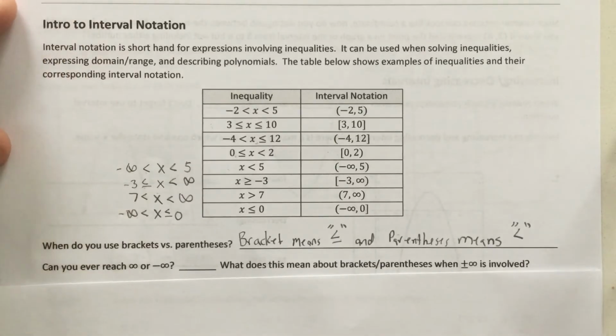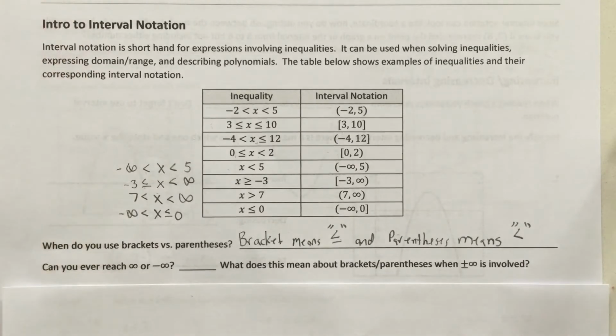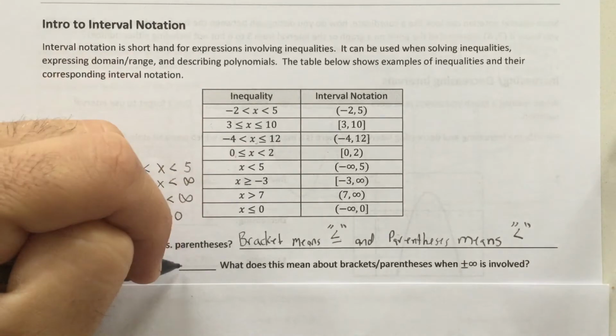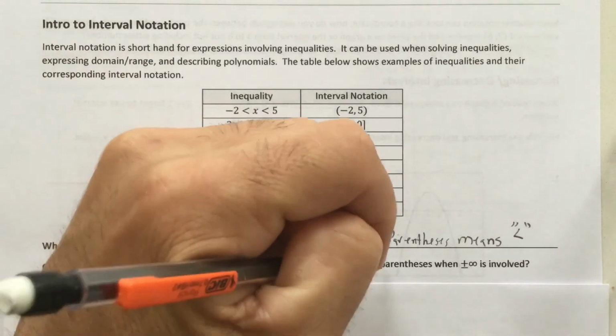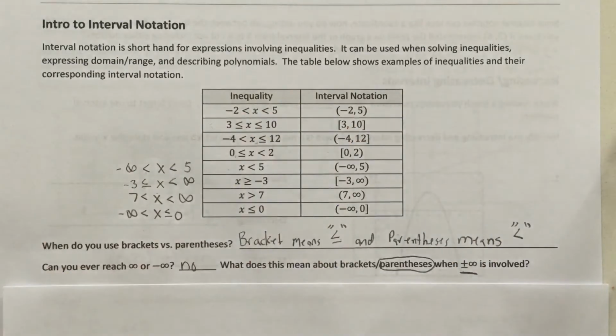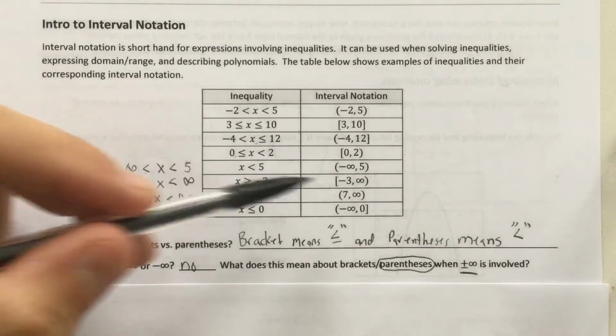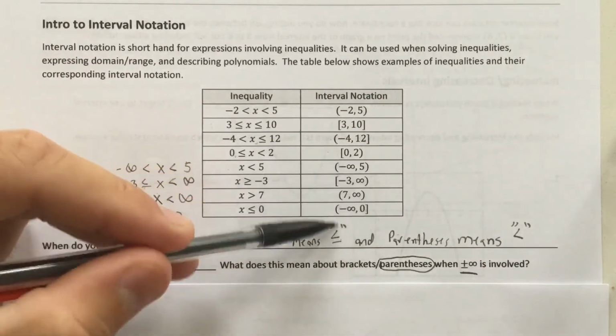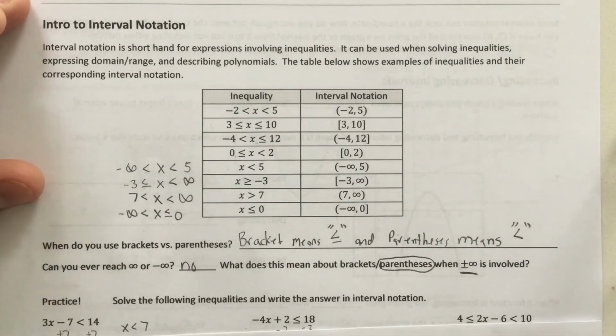All right, we talked about this briefly. Can you ever reach infinity or negative infinity? Remember, you cannot. So therefore, you're always using parentheses when dealing with your infinities. And if you notice, that's what we had here, parenthesis, parenthesis, parenthesis, parenthesis for all those infinities.